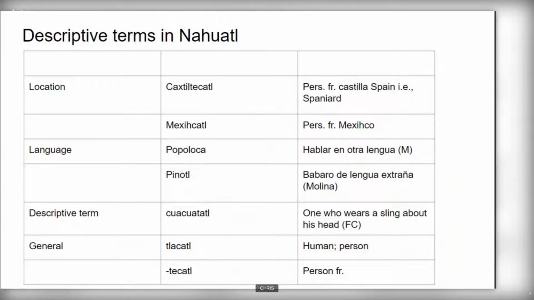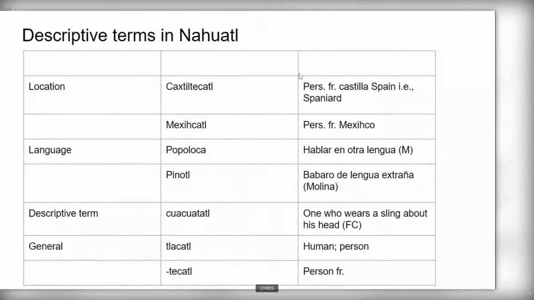Now, this is a term that was used to reference the Mazateco people, and it means simply person who wears a sling about their head. Now, the general term for person is simply tlacat. Tlacat simply means a human or a person. This was a general term for all people. Everybody was tlacat because everybody went through the system of being born. This is where we get the verb tlacati, to be born or to become human.